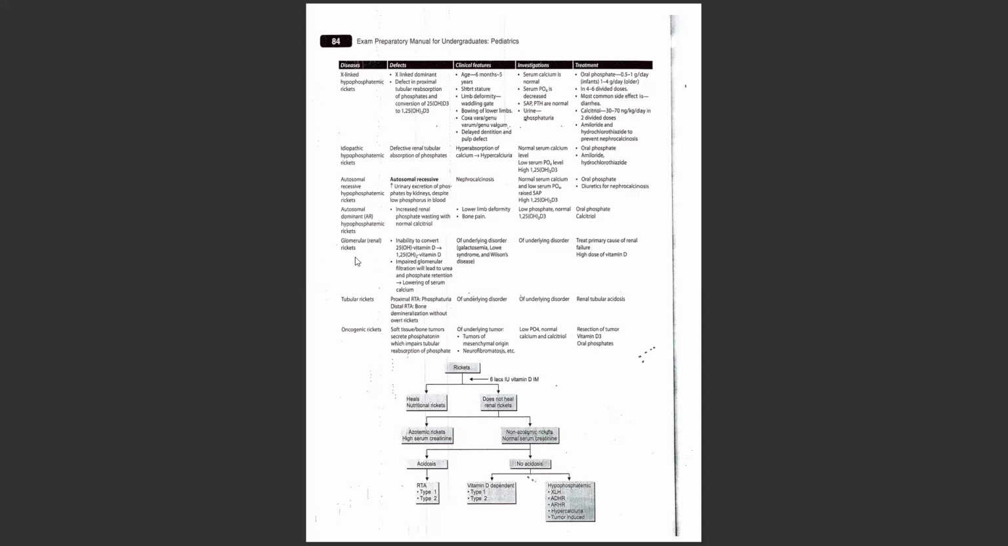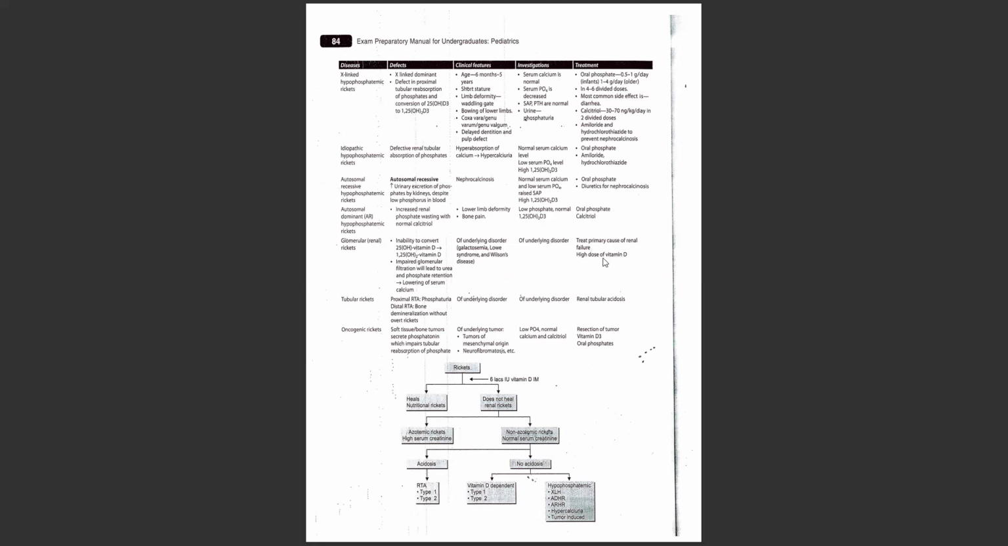And next is renal rickets. In that we have glomerular rickets and tubular rickets. In glomerular rickets, there will be inability to convert 25 hydroxy vitamin D to 1,25 dihydroxy vitamin D, and impaired glomerular filtration will lead to urea and phosphate retention that results in lowering of serum calcium. The clinical features of the underlying disorder, such as galactosemia, Lowe syndrome, and Wilson disease, will be there, and investigations of the underlying disorder should be done. The treatment is to treat the primary cause of the renal failure, since glomerular or renal rickets is due to renal failure.